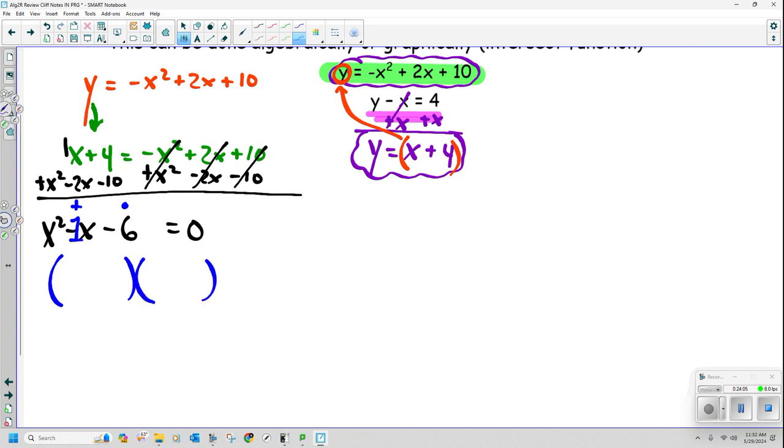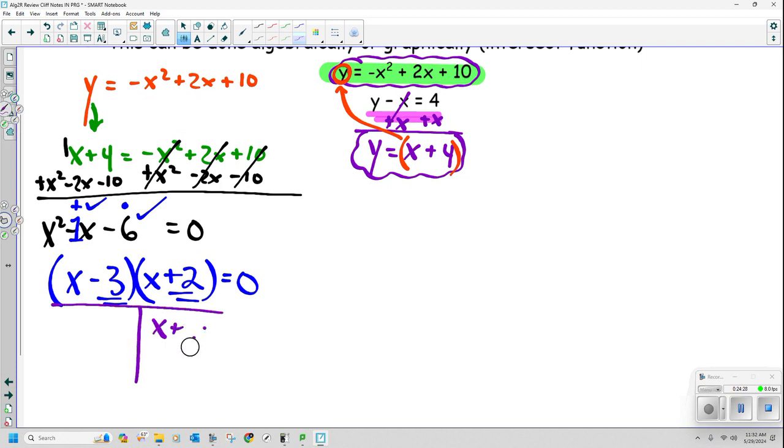So 2 numbers that multiply to negative 6 and that, when I combine them, are negative 1, are negative 3 and positive 2. They multiply to negative 6, and they combine to negative 1. Good to go. I need to solve for these now.